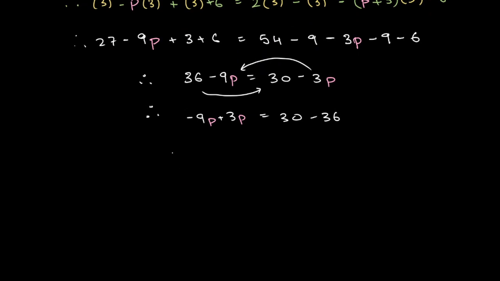Almost at the final answer now. Minus 9p plus 3p will make it minus 6p, and 30 minus 36 makes it minus 6. So minus 6p is equal to minus 6. Therefore, I can say p is equal to 1. This here is my final answer.